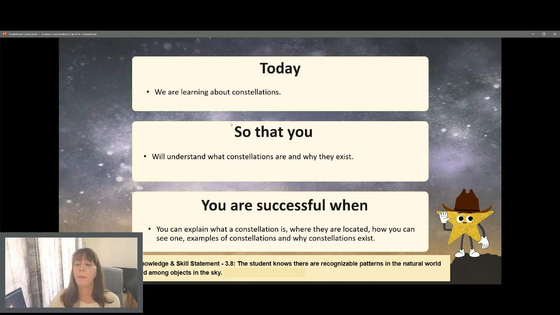Today we are learning about constellations so that you will understand what constellations are and why they exist. You'll know you're successful when you can explain what a constellation is, where they're located, how you can see one, examples of constellations, and why constellations exist.